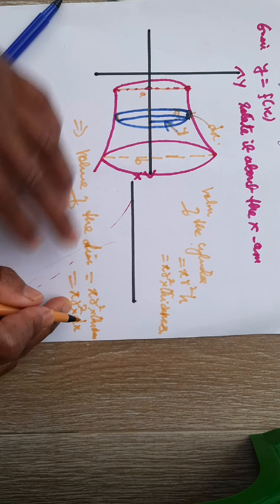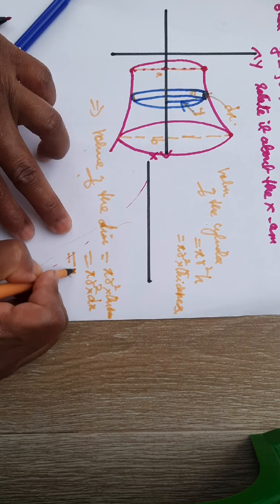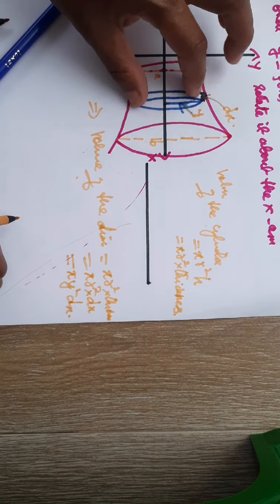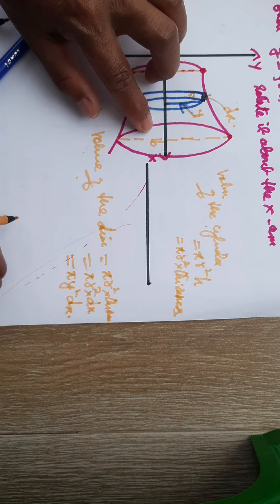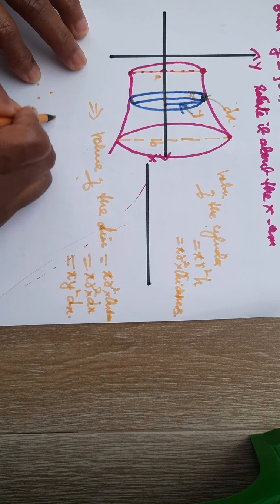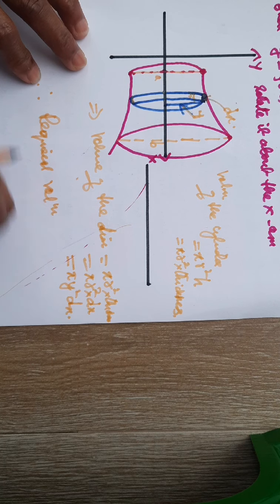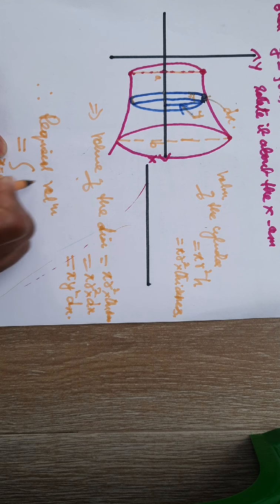But what is r here? The radius of the disc I've taken as y. So you'll get the volume of the disc is equal to pi y squared dx. But since I have to calculate this whole volume from x equal to a to x equal to b, the required volume now is equal to the integral from x equal to a to x equal to b of pi y squared dx.